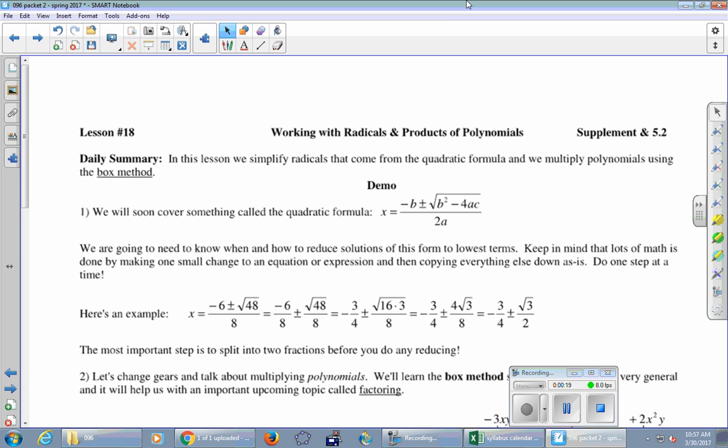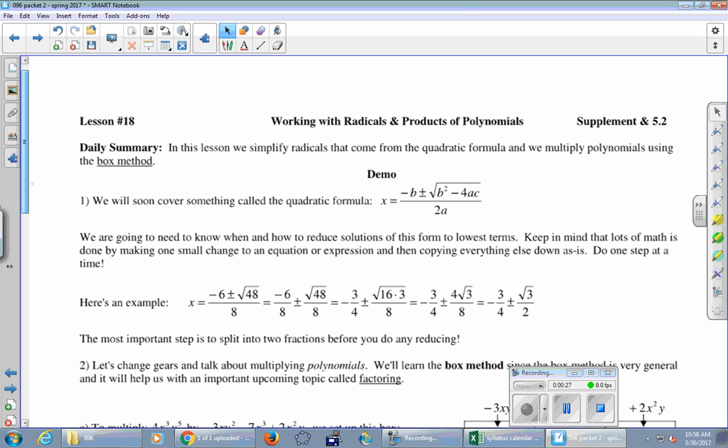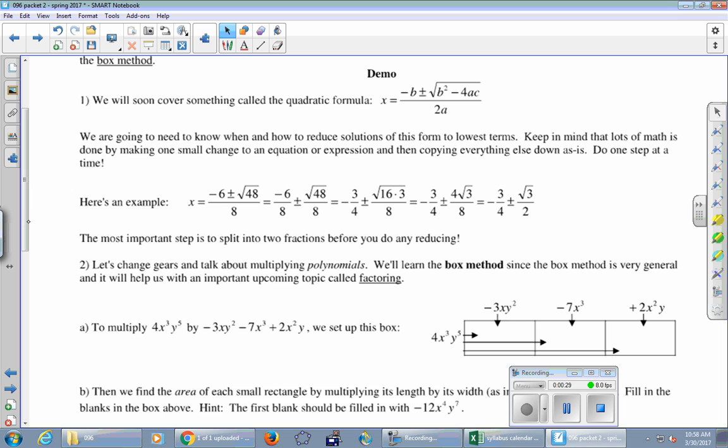In this lesson, we simplify our radicals that come from the quadratic formula. That's our last use of the word radicals for a little while here. And we multiply polynomials using something called the box method. So here's our demo. We will soon cover something called the quadratic formula. X equals negative b plus or minus square root b squared minus 4ac over 2a.